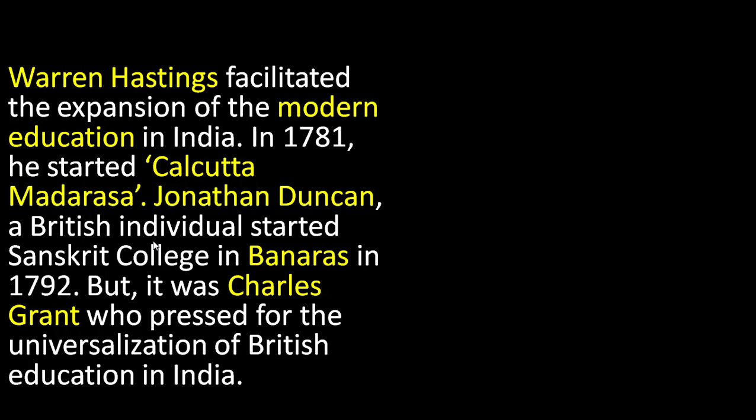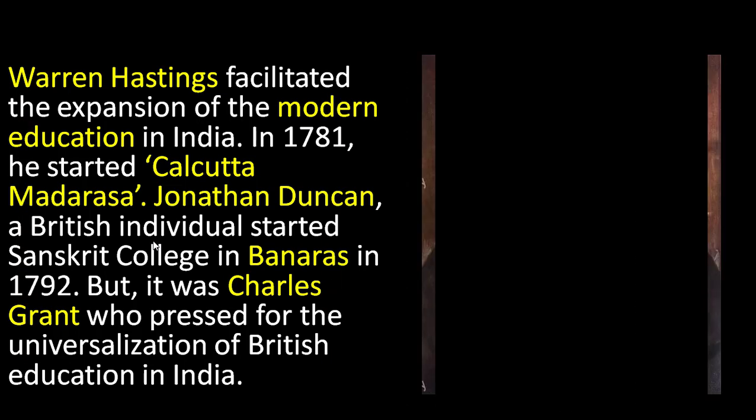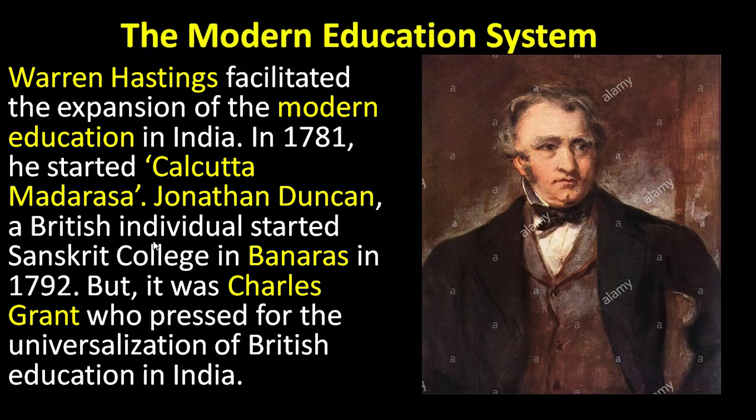So Warren Hastings facilitated the expansion of modern education in India in 1781. He started Calcutta and Madras institutions. Whereas Jonathan Duncan, a British individual, started Sanskrit College in Benares in 1792. But Charles Grant mainly pressed for the universalization of British education in India. These are the people who mainly stressed the implementation of British education in India.